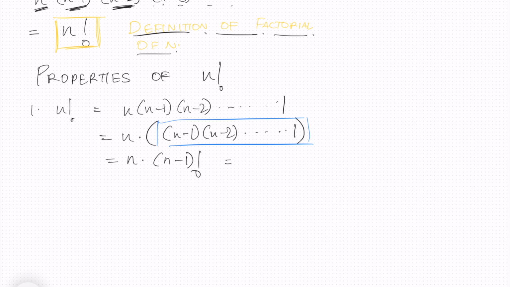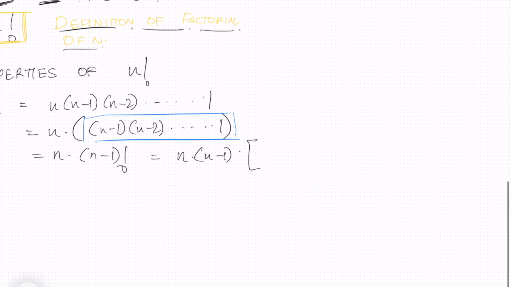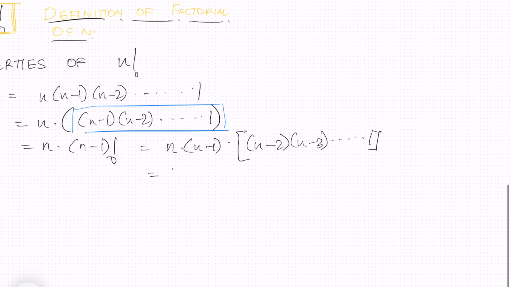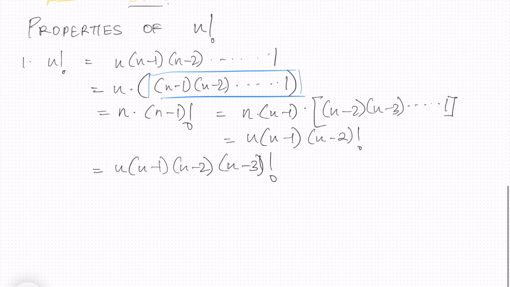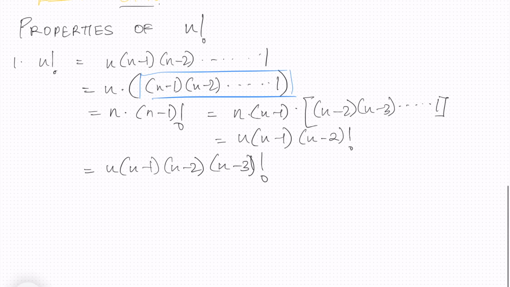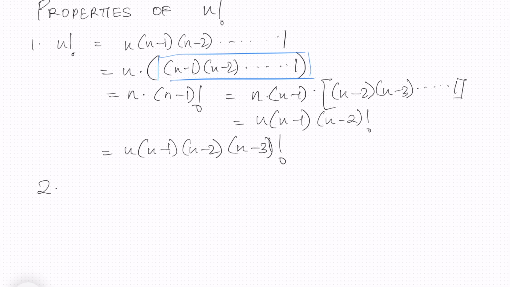Or another way of writing this is n into n minus 1 into [(n minus 2)(n minus 3) multiplied all the way up till 1]. And hence we can also write this as n into n minus 1 into (n minus 2) factorial. Now you can see a pattern that we can also write this as n into n minus 1 into n minus 2 into (n minus 3) factorial, right? And you can extend this to any length that you want.